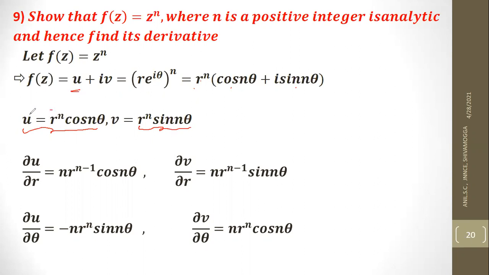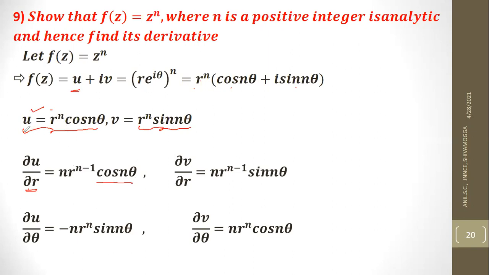First, we shall differentiate this u partially with respect to r. That derivative is denoted by del u by del r. Del u by del r is equal to, here cos n theta must be treated as constant. Keep it as it is. Derivative of r power n is n into r power n minus 1. This is del u by del r.